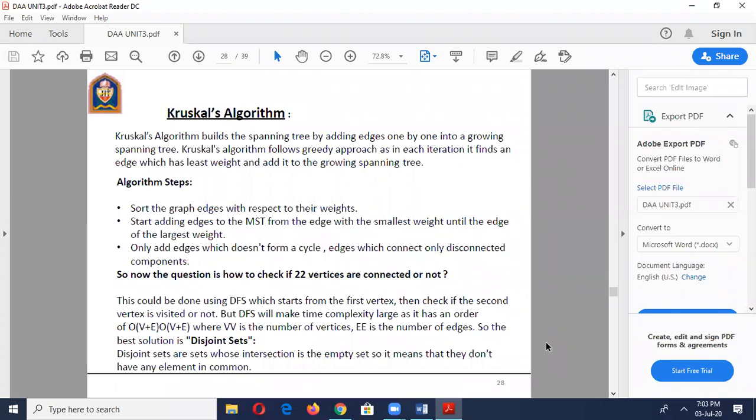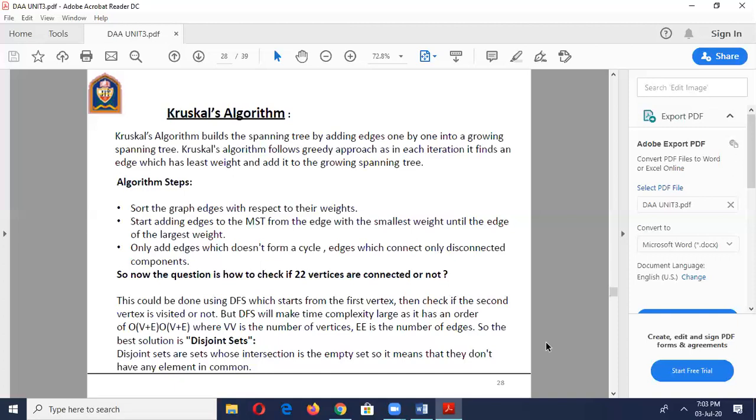Next, Kruskal's algorithm. Kruskal's algorithm builds the spanning tree by adding edges one by one into a growing spanning tree. Kruskal's algorithm follows the greedy approach. In each iteration, it finds an edge with the least weight and adds it to the growing spanning tree. The algorithm steps: sort the graph edges with respect to their weights. Start adding edges to the MST, from the edge with the smallest weight until the edge of the largest weight. Only add the edges which do not form a cycle.